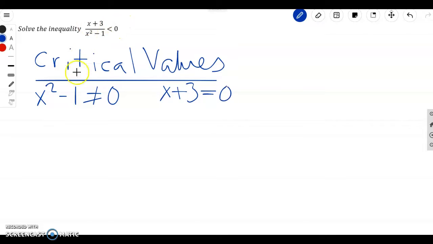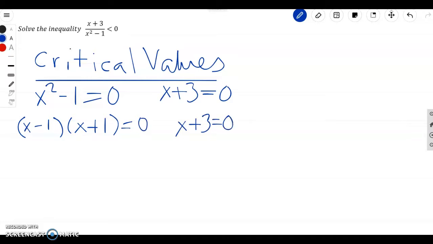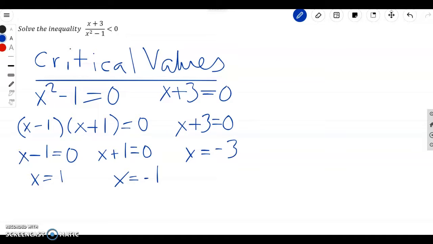equals 0. So whenever we're talking about the domain, we use a not equals to sign, but since we're talking about critical values, we can just call it an equal to. So on this first one, I'm going to factor this out. So I'm going to have (x - 1)(x + 1), because it's a difference of two squares. Those equal 0, x + 3 equals 0. And so that means x - 1 is equal to 0, x + 1 equals 0. So we get two critical values, x is 1, x is -1. For the numerator, subtracting 3, x equals -3.